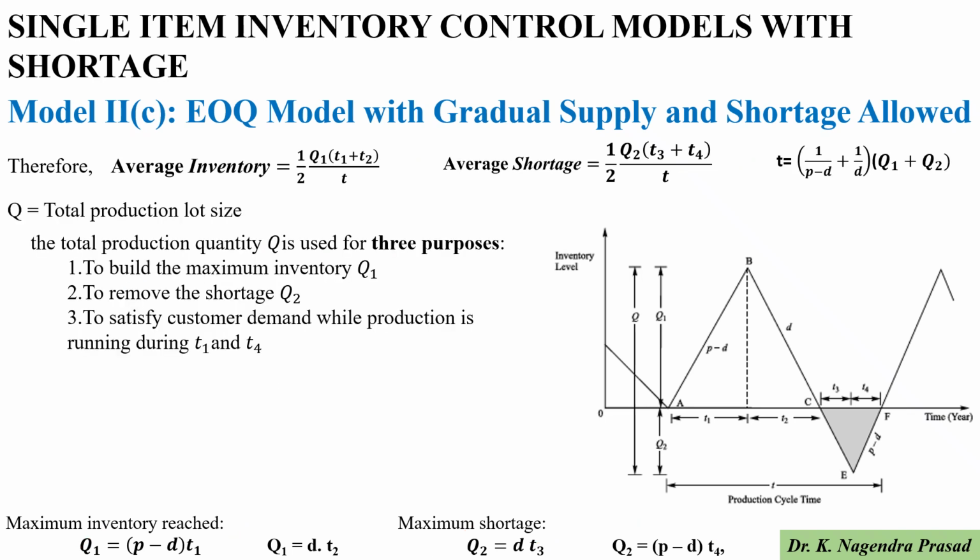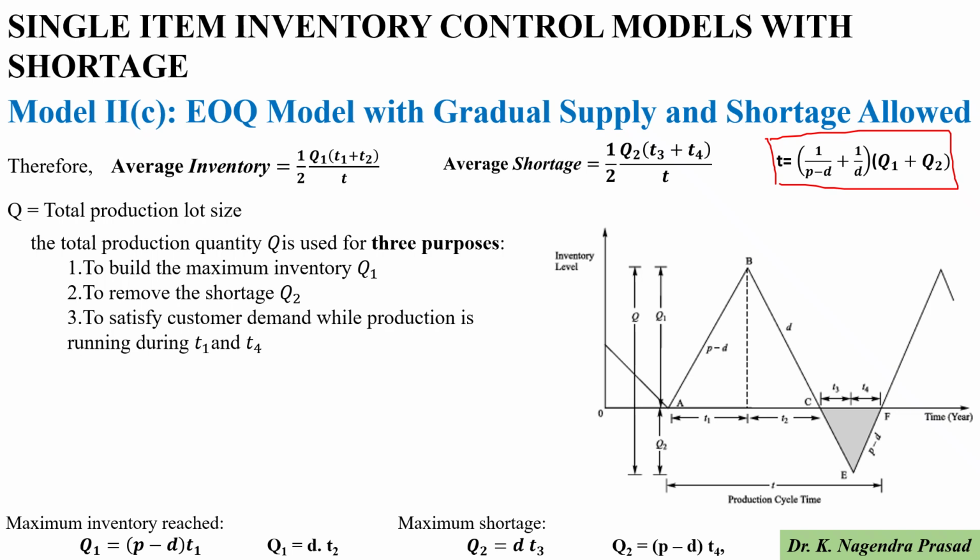So we find the total production time. Small t equals 1 by (P minus D) plus 1 by D, into (Q1 plus Q2). So let's consider capital Q equal to the total production lot size.